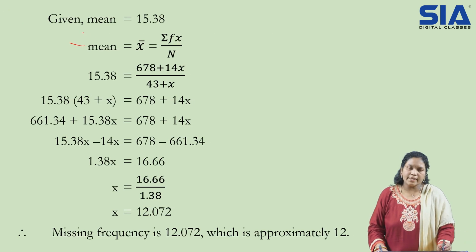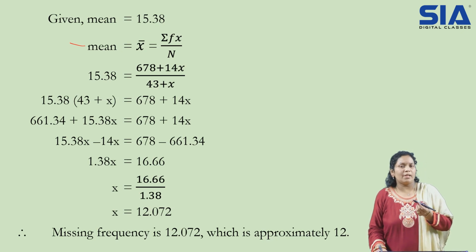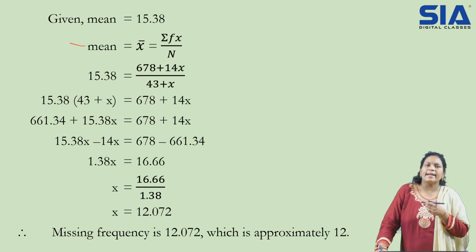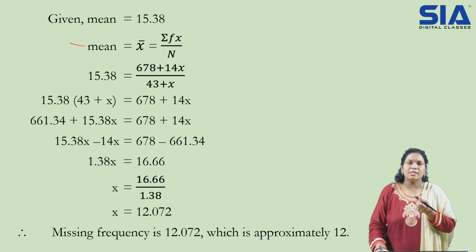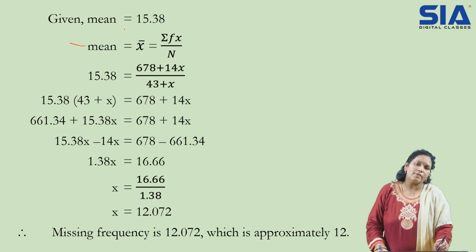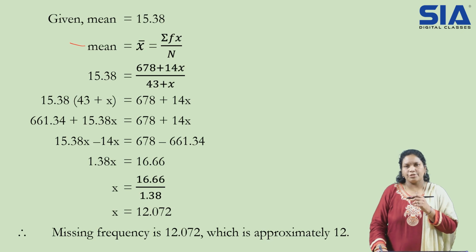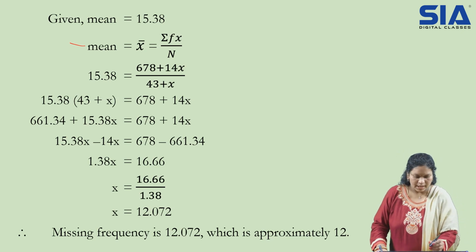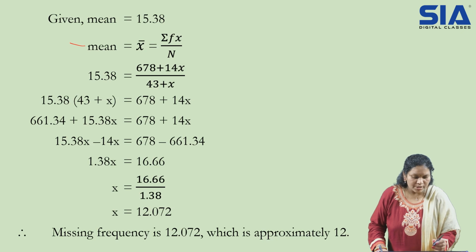Now mean, already they have given the mean value as 15.38. We have to utilize it to get some value. Two values are missing, which means one value should be in hand, then only we can find out the missing value. So always they'll give the mean, and if it is discrete or continuous data, sometimes capital N also they'll mention. So here, using the mean, we can find our missing frequency.